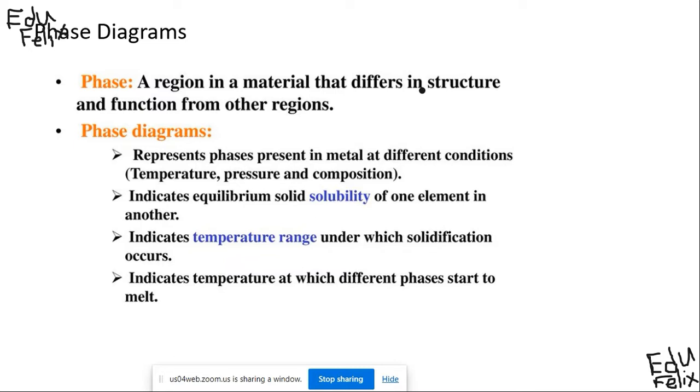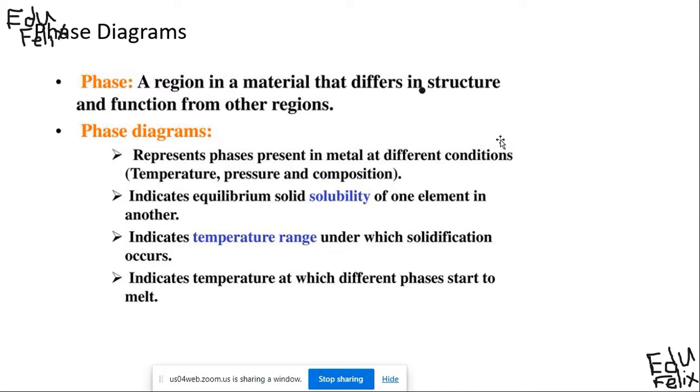Now what we are trying to understand right now, we are trying to move into that. Any questions? Describe what is a phase. It is a region in a material that differs in structure and function from other regions. Now you know that. Then a phase diagram represents the phases present in a metal or any material, liquid, solid, likewise under different conditions of temperature, pressure and composition. Now you have some familiarity with that also.